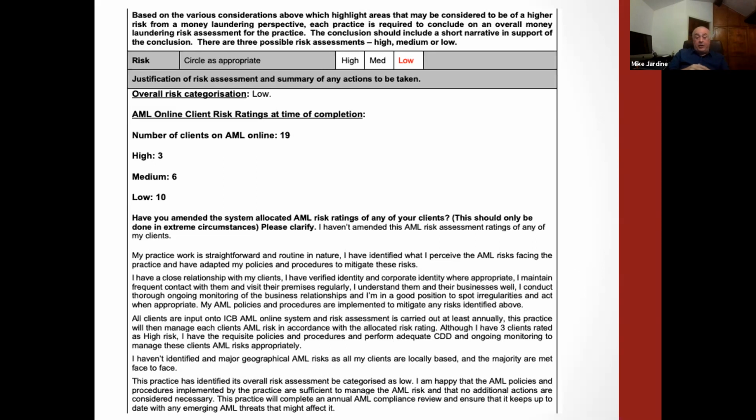And then you say on there about your practice whether you've amended any AML risk ratings, because as you know, you can alter the risk ratings on AML Online. If you've altered them, why you've altered them, and then further details about your practice.